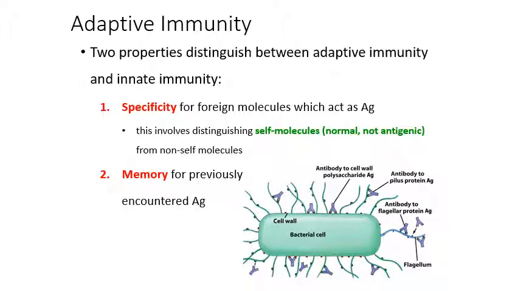Right? And all of this specificity and memory is based on recognition of antigens. So antigens are foreign molecules or any molecule that the immune system is capable of recognizing as being foreign. So the ability to recognize antigens is going to be incredibly important in your adaptive immune response.